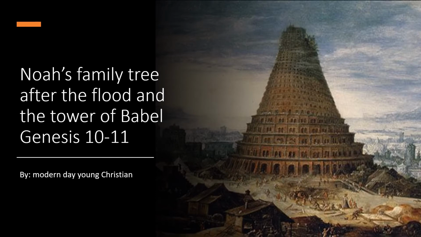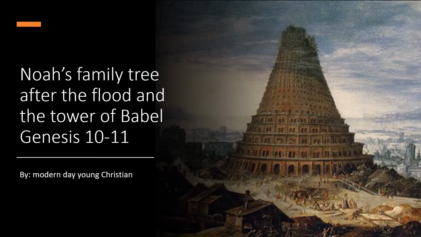So we're still on the modern day young Christian series, and in this series we're still doing the book of Genesis. Okay, so now we're on the story of Noah. For today's video we're actually going to look at Noah's family tree, or Noah's genealogy after the flood, and also the tower of Babel. These two stories are from Genesis chapter 10 to Genesis chapter 11. The family tree of Noah is in Genesis chapter 10, and the Tower of Babel is in Genesis chapter 11.